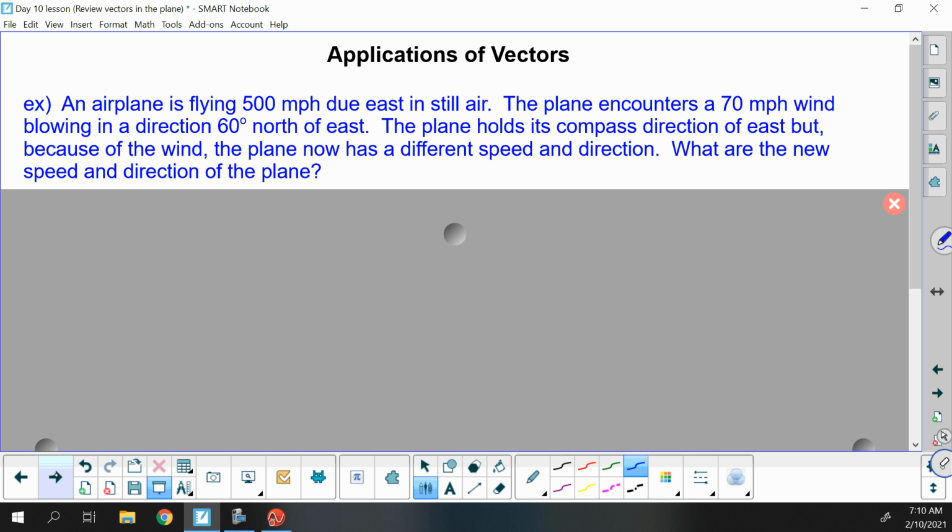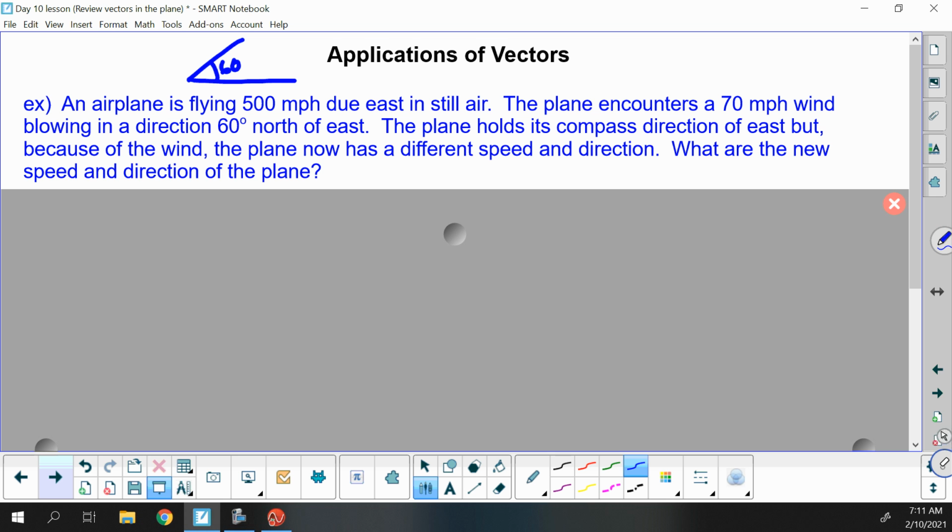So our last one for this video, we'll look at an application problem. So we got an airplane that's going 500 miles per hour, due east. The plane hits a 70 mile per hour wind. It's blowing in the direction 60 degrees north of east. So when you say north of east, you take east, and then the angle is going north from that. So our angle would look kind of like that, where this is 60 degrees. The plane holds its compass direction, but because of the wind, the plane has a different speed in different directions. What are the new speed and direction of the plane?